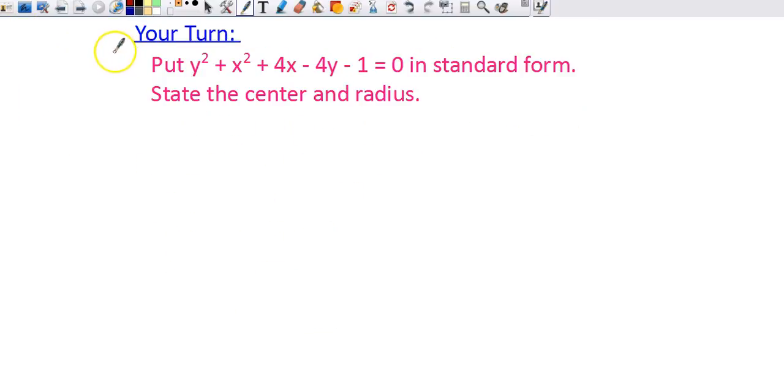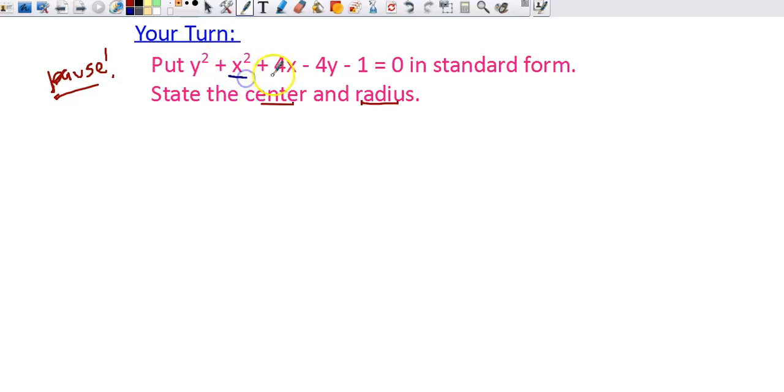All right, this would be a good time to pause the video and try this one on your own. We want to get the center and the radius. Hopefully you tried the example. I'm going to work this out probably a little quicker than usual because we want to kind of get in the habit of just checking these answers.